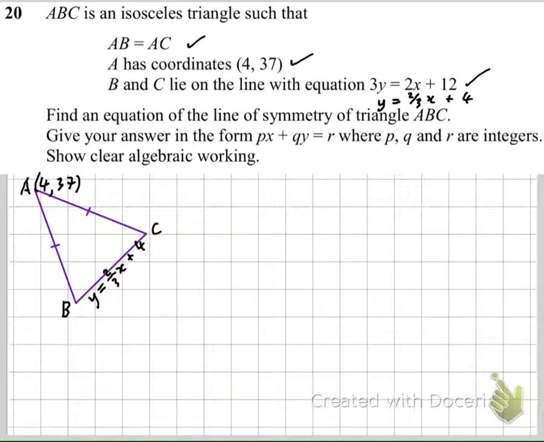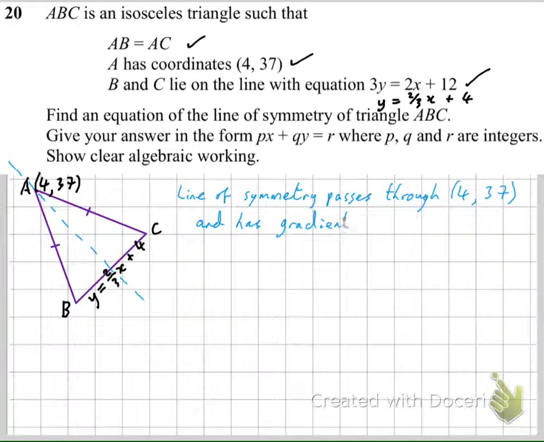Now it talks about the line of symmetry of the triangle. We'll draw that on your diagram. And note what's true about that line of symmetry. We need it to pass through the point (4, 37), and we need it to have a gradient that's perpendicular to this line. Well, this line has gradient 2/3, and the perpendicular gradient will therefore be minus the reciprocal of that fraction, so minus 3/2. Great, this gives us a form for our equation, y equals minus 3/2 x plus c.